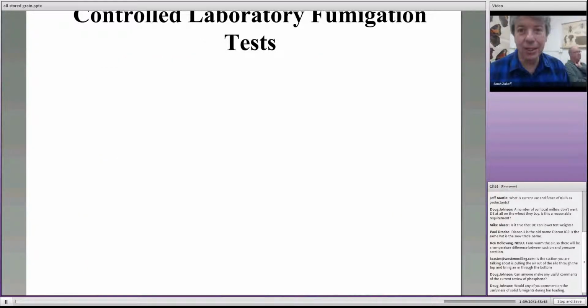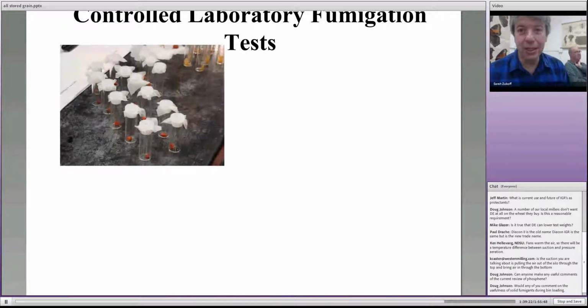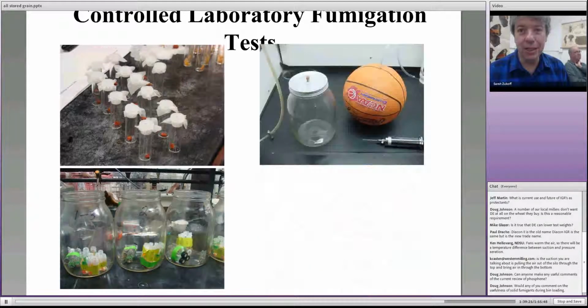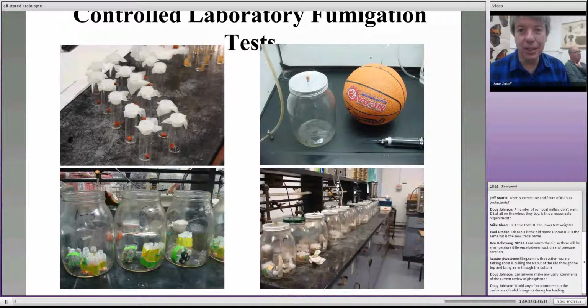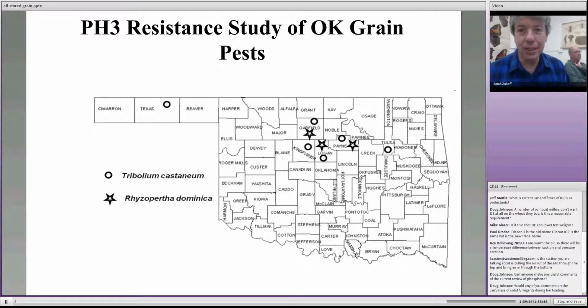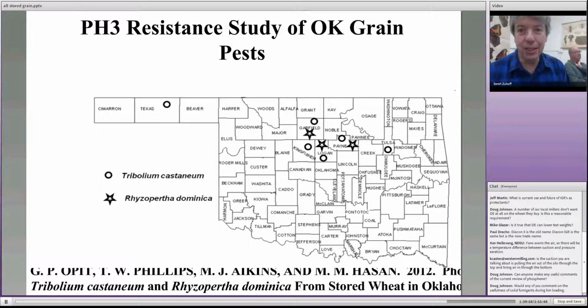Well, the way you test for this is with controlled laboratory fumigations. I'm just showing a little bit about what we do at K-State. We put beetles in little ventilated vials like the ones on the left. We put them in jars like the lower left jars, and then we bring in gas, such as in our basketball here, and we inject it into those jars, and we hold it for a series of times, and we just find out how many die and how many don't. The amount of gas we're putting in there is what we call a diagnostic dose, and it's actually pretty darn low. It is derived from the dose that would kill really susceptible insects.